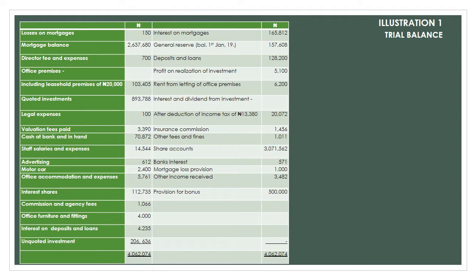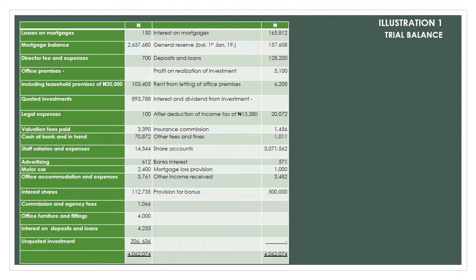Staff salaries and expenses is an expense. Advertising expense, motor car an asset. Office accommodation and expenses is an expense. Interest on shares is an expense. Commission on agency fees is an expense. Office furniture and fittings, assets. Interest on deposit and loans, and this is an expense, and unquoted investment is an asset.